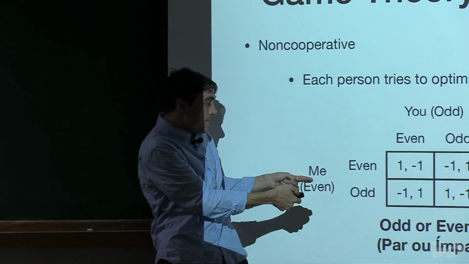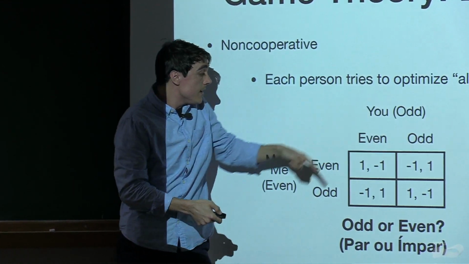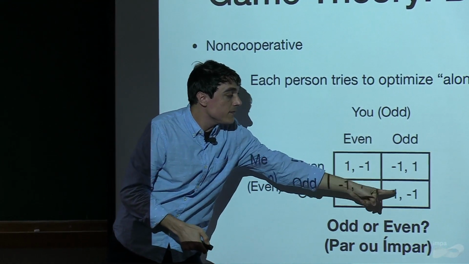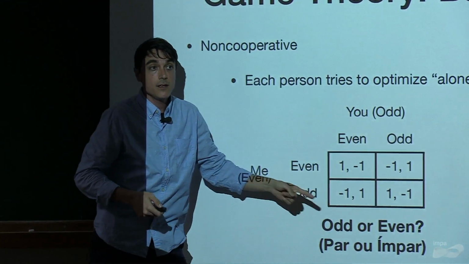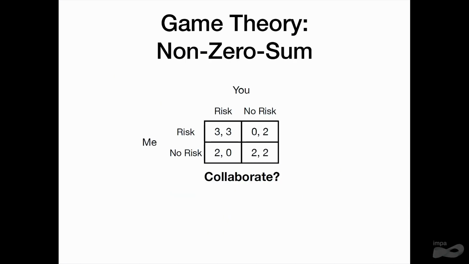My payoffs, me, I choose between even odd, you choose between even odd, and I get the payoffs on the left, you get the payoffs on the right. So if I play even and you play even, the sum is even, I win, you lose. If I play odd and you play even, then I lose, you win. And this is an example of a zero-sum game, where whatever one person wins, the other person loses. There's also not zero-sum games, right?